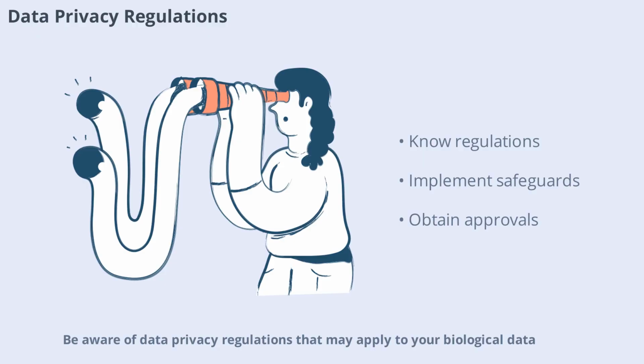Be aware of data privacy regulations that may apply to your biological data, especially when working with human subjects. Regulations like GDPR or HIPAA set standards for data protection and privacy. Ensure compliance by implementing appropriate safeguards and obtaining necessary approvals.